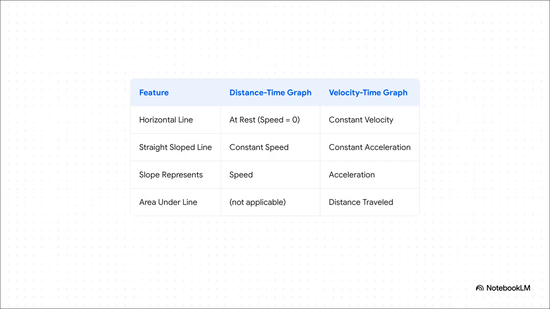Okay, this table here is basically your cheat sheet. It puts everything side by side. Look at how a horizontal line means at rest on one graph, but constant velocity on the other. It's so important to know which story you're reading. Honestly, if you can master this table, you've basically learned how to read the language of motion.